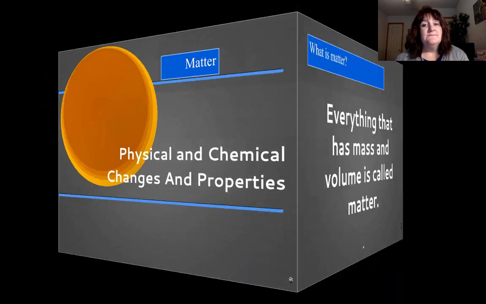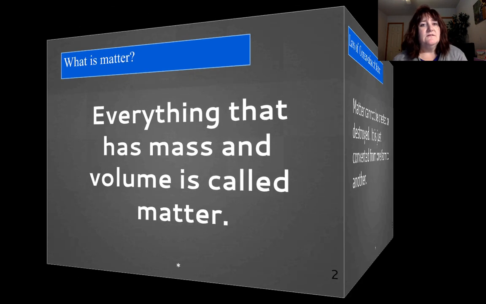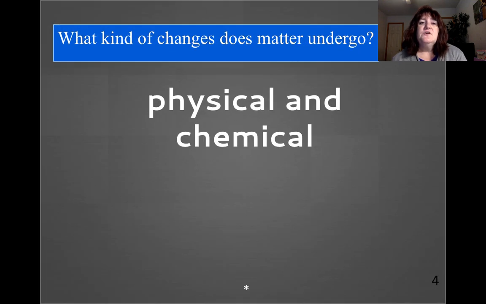But let's get started. So first of all, let's talk about matter. What is matter? Well, matter is anything and everything that has mass and or volume. That's called matter. The law of conservation of matter says that, just like the law of conservation of energy, matter cannot be created or destroyed. It is just converted from one form to another. So, what kinds of changes does matter undergo? It undergoes physical and chemical changes.